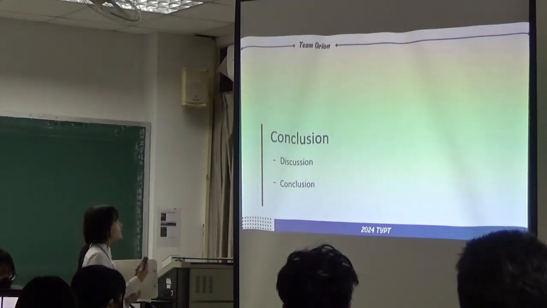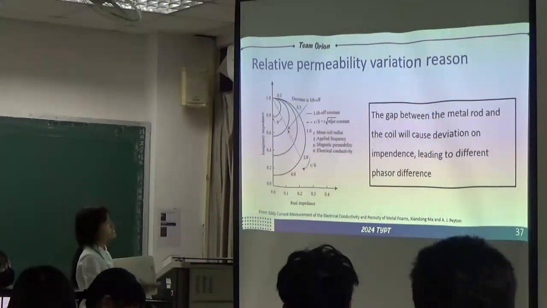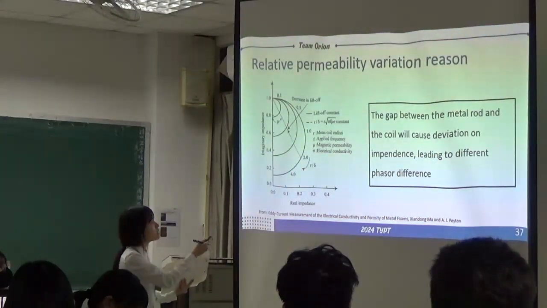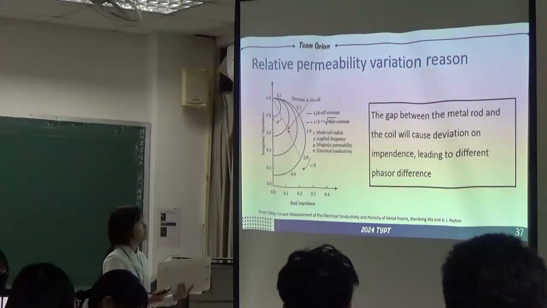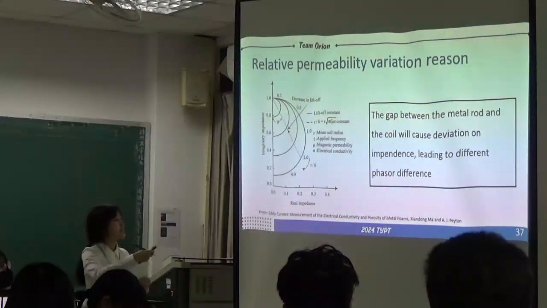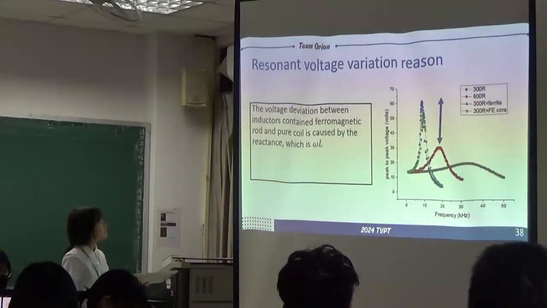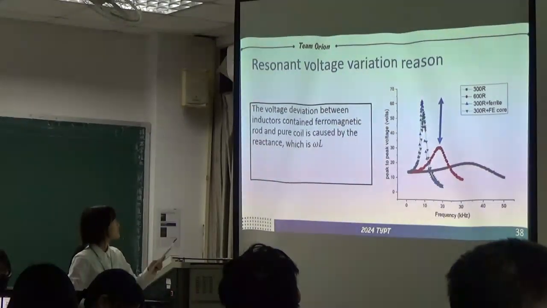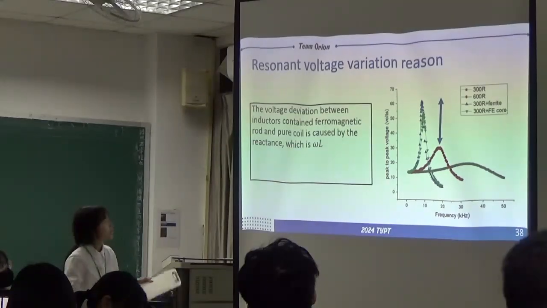And finally, we will get into the conclusion. So firstly, relative permeability variation reasons. The gaps between the metal rod and the coil will cause deviation on impedance, leading to different phase differences. However, every rod will use the same radius. Next, the resonant voltage variation reason. The voltage deviation between inductors containing a ferromagnetic rod and a pure coil is caused by the reactance, which is omega L.